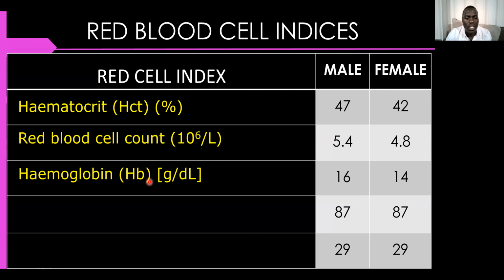Hemoglobin, otherwise known as HB, is also another parameter. This parameter is measured in grams per deciliter.